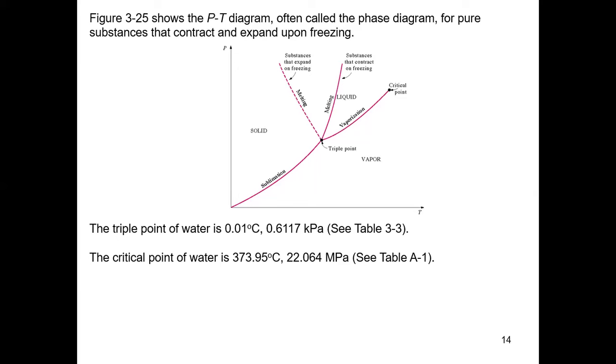So there are different lines. One is for melting. One is for substances that expand on freezing, that is the first dashed line. The solid line going up is for substances that contract on freezing. And you have the vaporization line and the sublimation line. On the left of the melting line, you have solid. On the right, you have liquid.